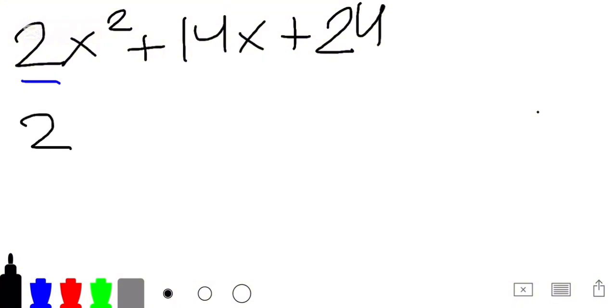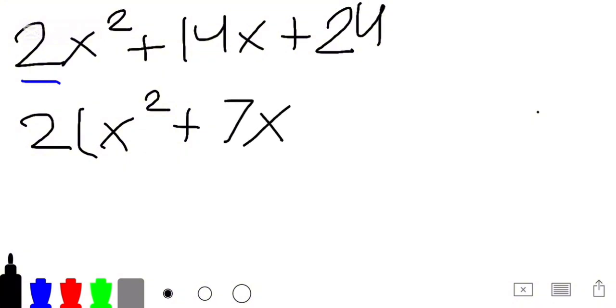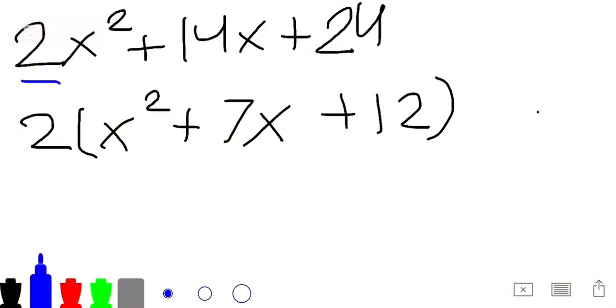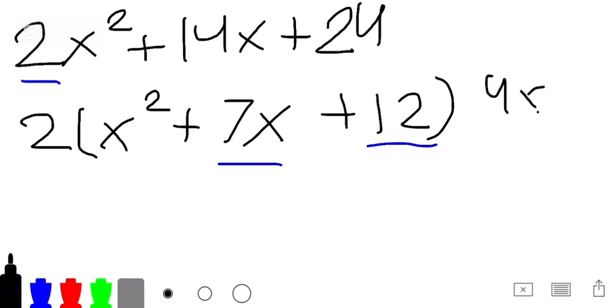And so after we factor it out, we end up with this. Okay, so we have x squared, and 2 can divide evenly into 14x, which gives us 7x, and it can also evenly divide into 24, which gives us 12. Then we do the same steps as we did previously. So we need something that multiplies to the last term, which is 12, and adds up to 7. So our numbers here are 4 and 3, because 4 times 3 equals 12, and it also adds up to 7.